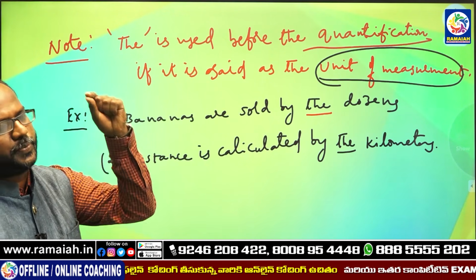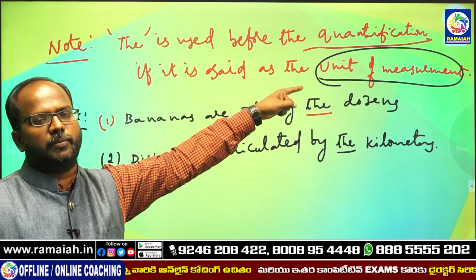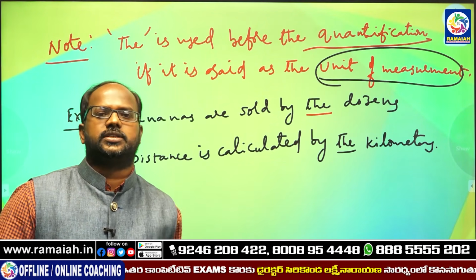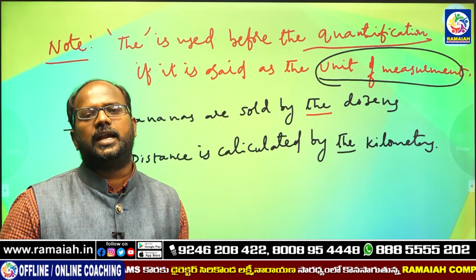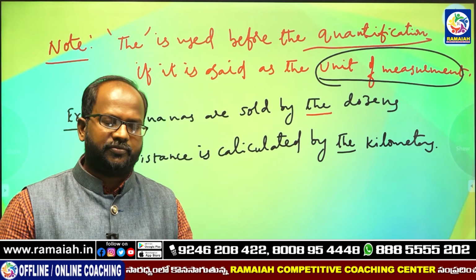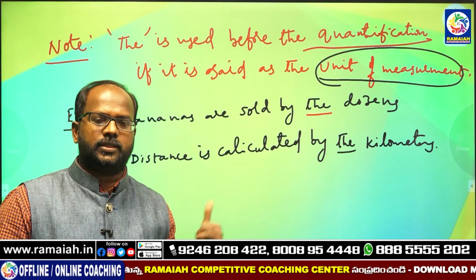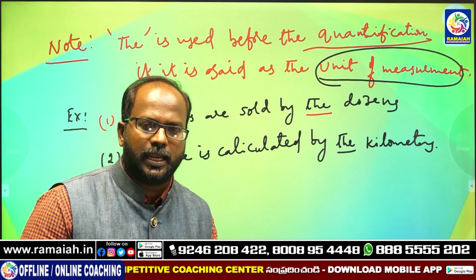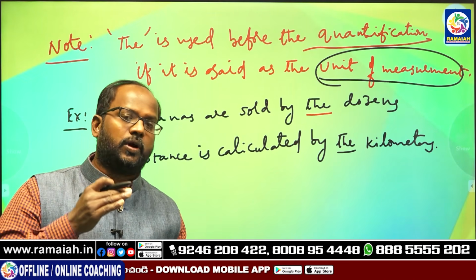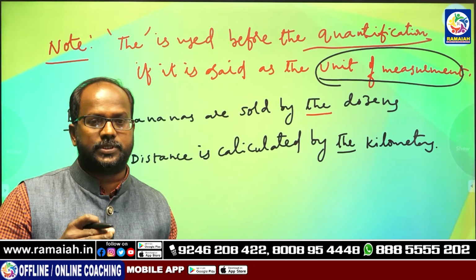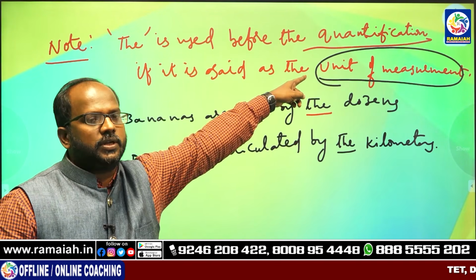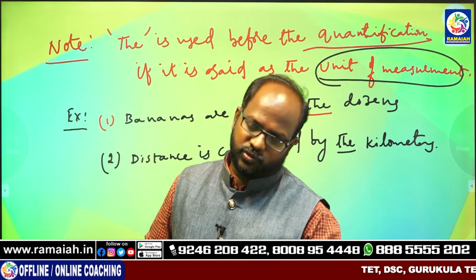If it is said in a specific manner as the unit of measurement, then we take article the before the quantifications. Otherwise, if it is said in a normal way, it always takes article A before the numerical terms. Article A before numerical terms. Article the before the same quantifications or numerical terms if they are said as the unit of measurements. Article A and its usage.